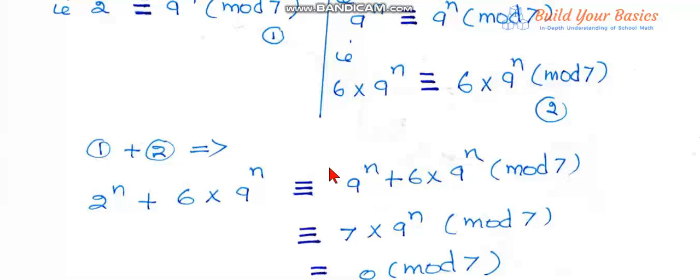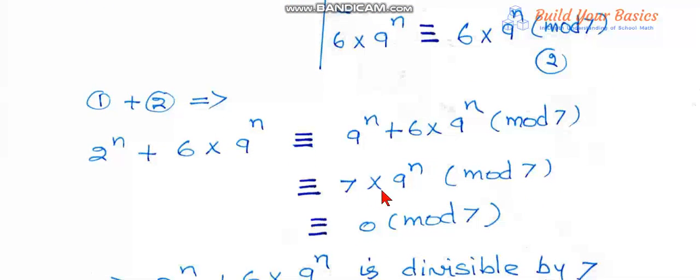1 9 power n plus 6 9 power n, so 7 into 9 power n. Or you take 9 power n common. So 9 power n into 1 plus 6. That is 9 power n into 7. That is 7 into 9 power n mod 7. Now when this is divided by 7, the remainder is 0. So 7 into 9 power n mod 7 is the same as 0 mod 7. So this is congruent to 0 mod 7.